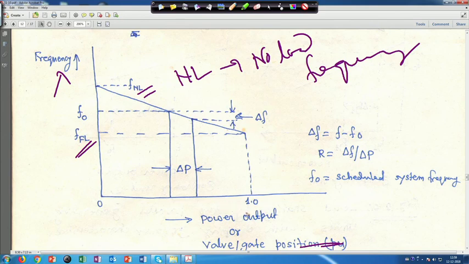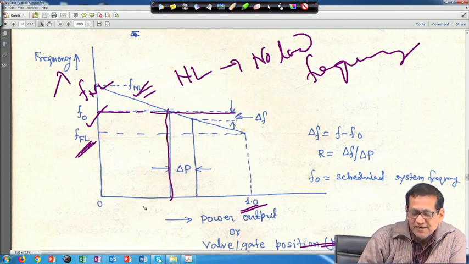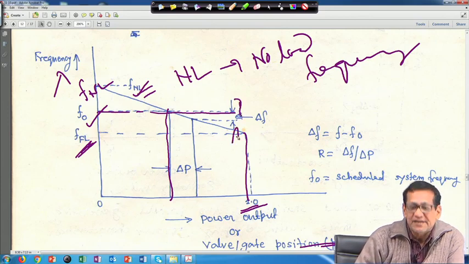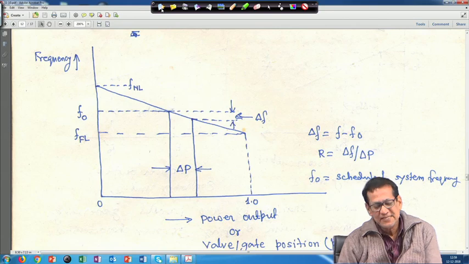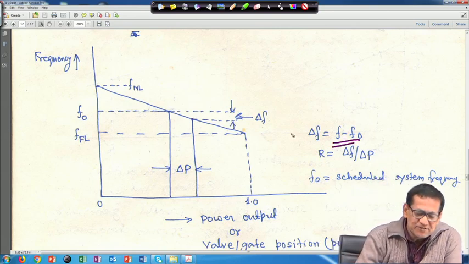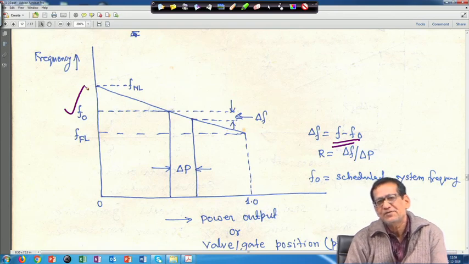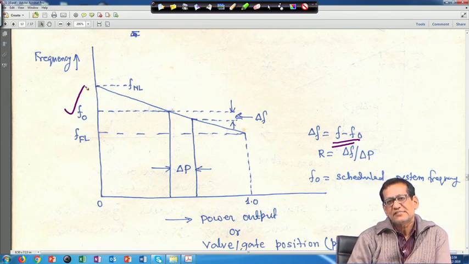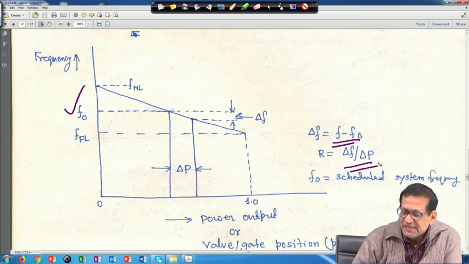This is the maximum power output, in per unit 1.0. This is my nominal frequency F0, this is F_NL, and this is full load. At no load, when power is 0, the frequency is like this. When operating at nominal frequency, the power is this much, and at full load the frequency drops from here to here. In this case delta f is f minus f0, because f0 is the nominal system frequency. If it is a 50 hertz system it will be 50 hertz, and if it is 60 hertz it will be 60 hertz. Then the slope R will be delta f upon delta p.